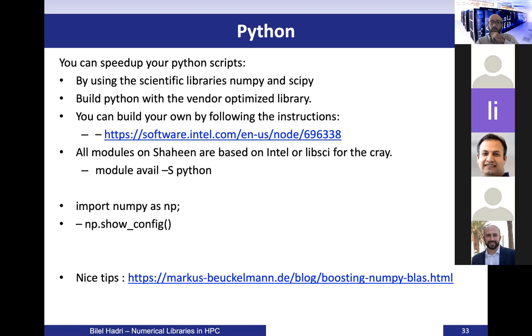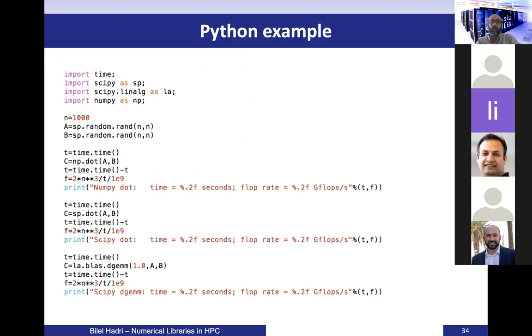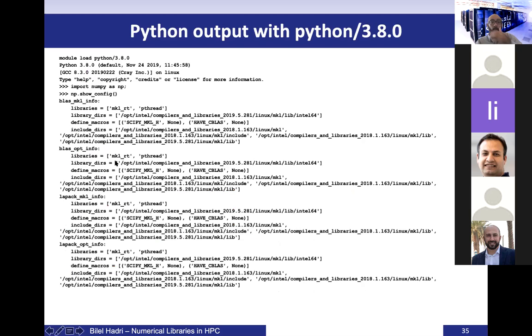Here I give you some hints on why it shows great performance, and why not when you are not doing it correctly. This is a very nice tutorial also. Here is a basic example. To do matrix multiplication, I just need to do np.dot, so it's A times B, and underneath there is a LAPACK call. I will show you here.